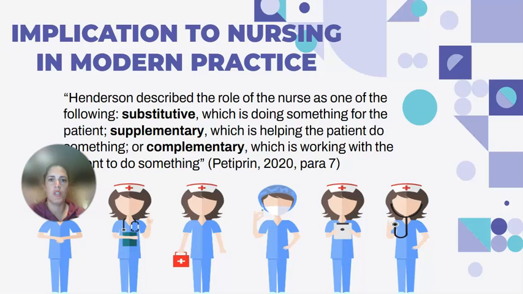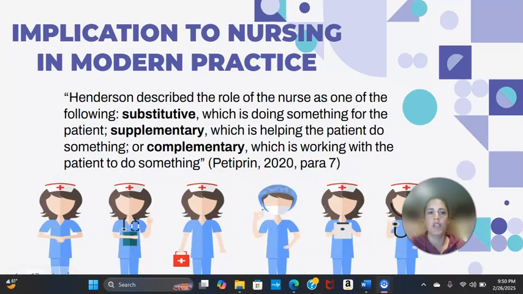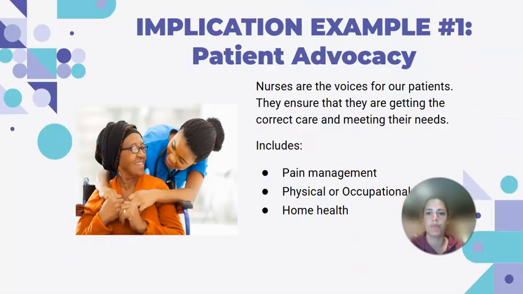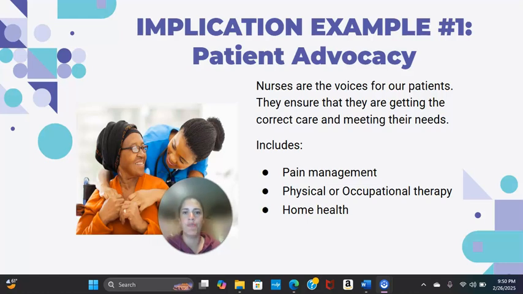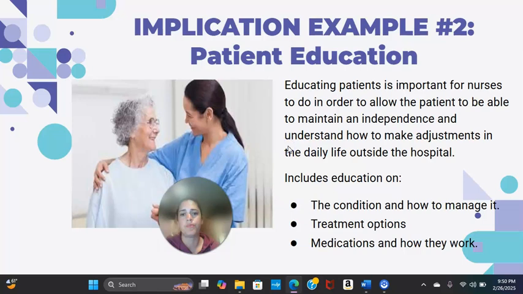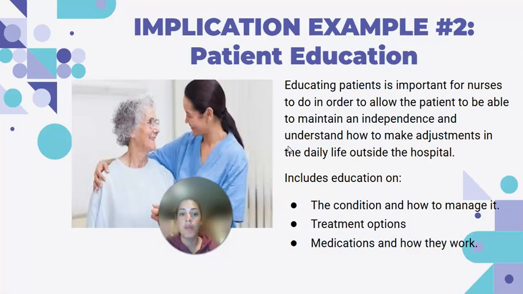So how can we use this in our nursing? Like I said, you're either going to be in a substitutive, supplementary, or a complementary role with your patient. We're the voices of our patients. So with advocacy, we should make sure that their pain's taken care of. We need to make sure that their physical and occupational therapy needs are taken care of. Do they need home health? Are we meeting their educational needs?